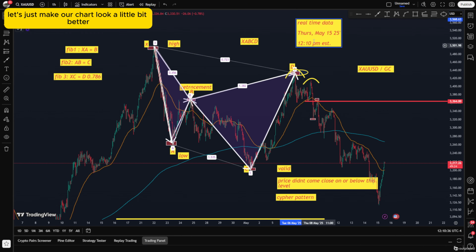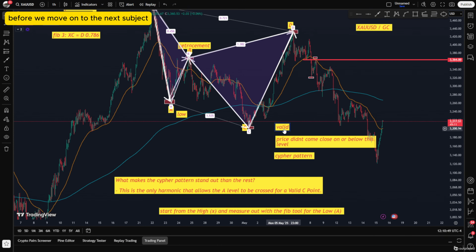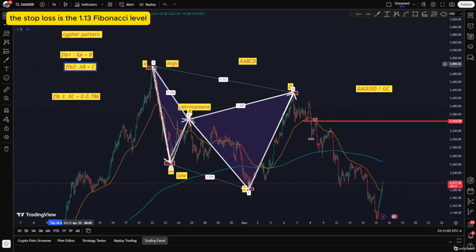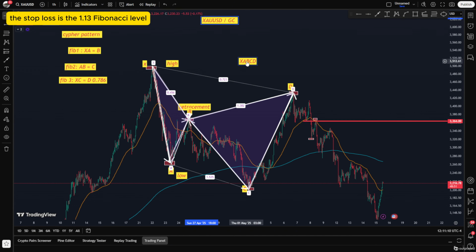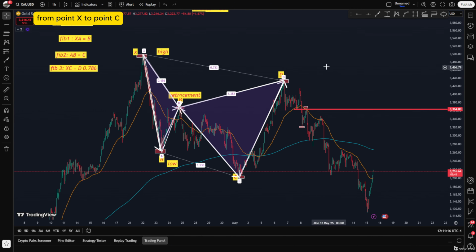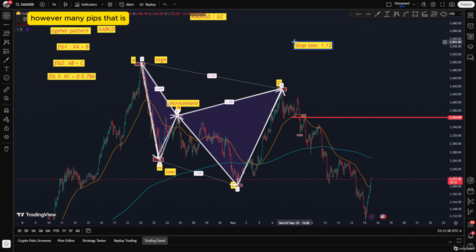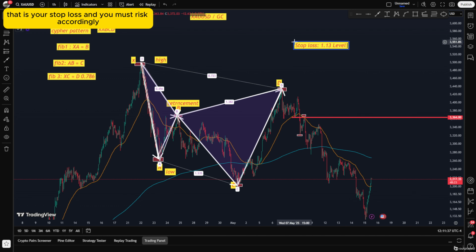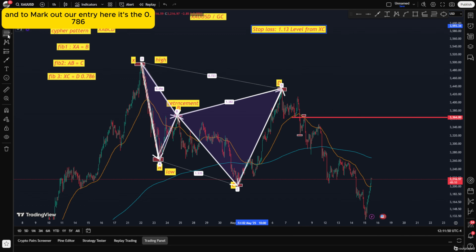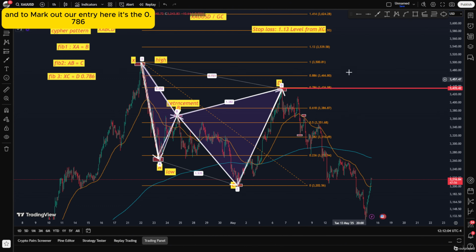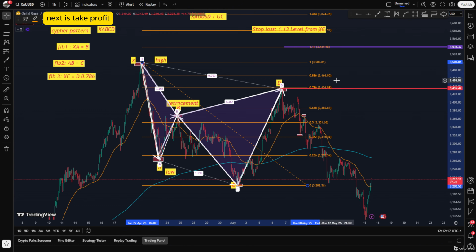Let's just make our chart look a little bit better before we move on to the next subject. And the next subject is going to be the stop loss. The stop loss is the 1.13 Fibonacci level from point X to point C. However many pips that is, that is your stop loss, and you must risk accordingly. And to mark out our entry here, it's the 0.786.